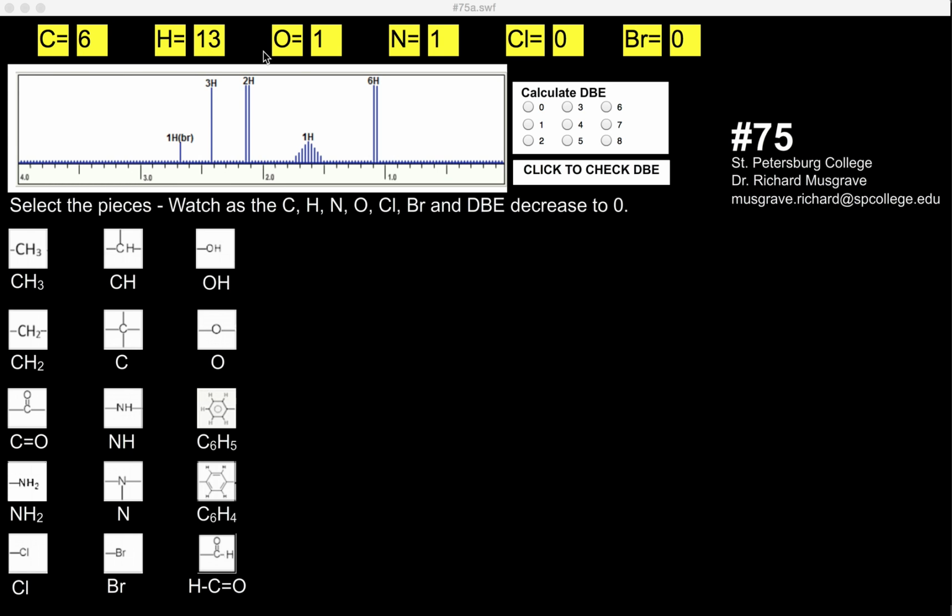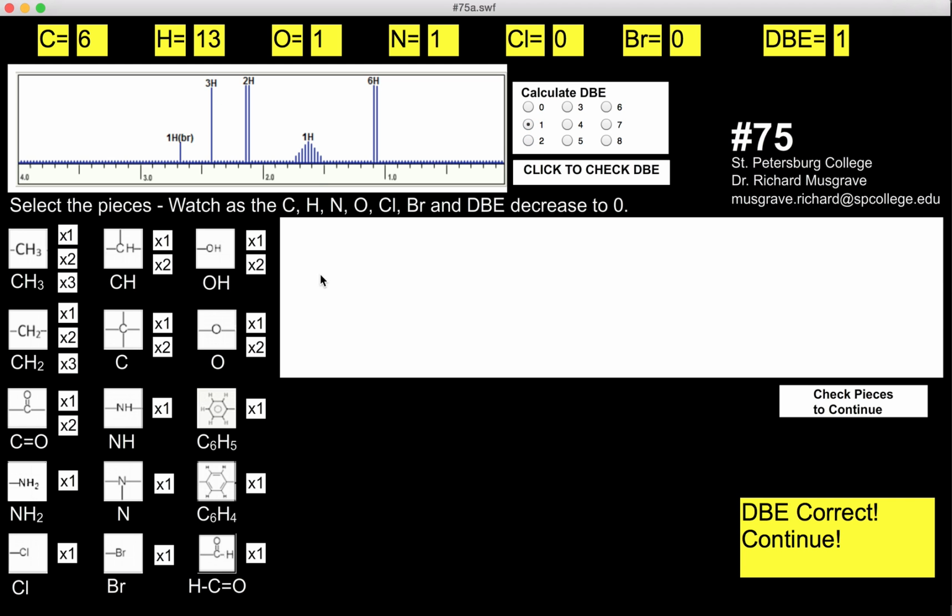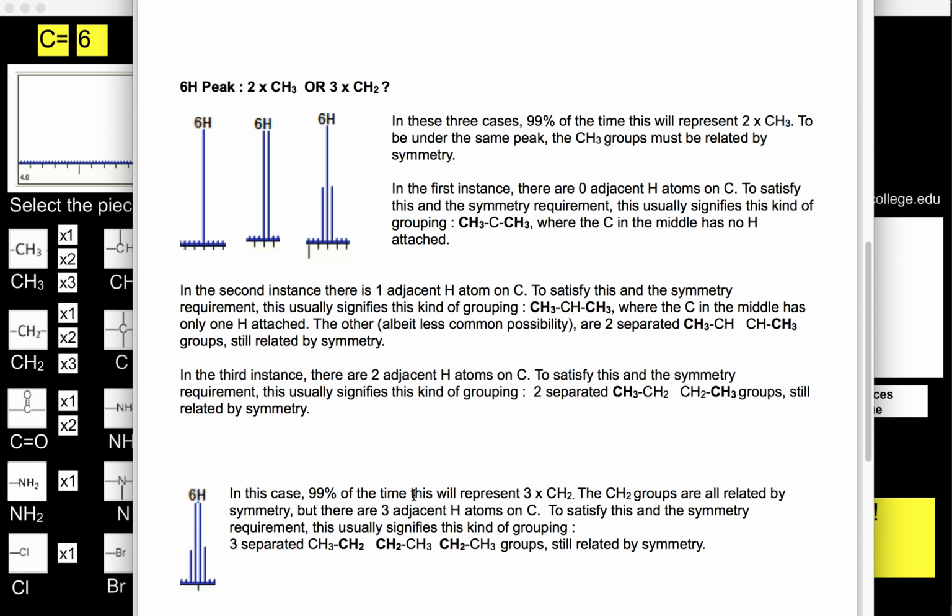This one is C6H13ON. It has one double bond equivalent. The groups that I see here, I have a 3H and a 6H. Now we've got to decide whether this 6H is going to be 2 CH3s or 3 CH2s.